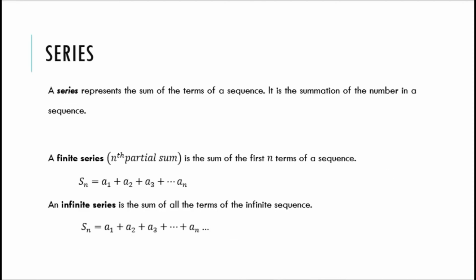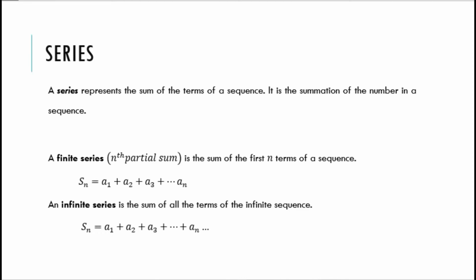So a series represents the sum of the terms of a sequence. It is the summation of the numbers in a sequence. So earlier, we talked about sequences being divided by commas. So in series, you can clearly tell it's a series if it is separated by addition signs or the plus sign. So in short, you're basically just adding up or summing up all the terms in the sequence.